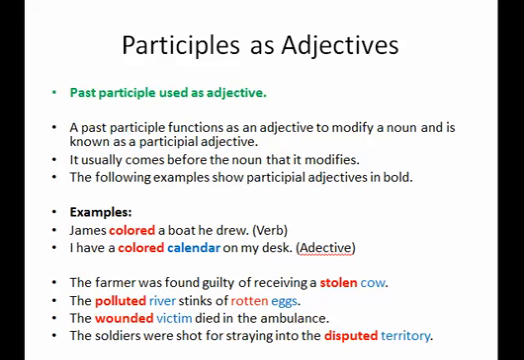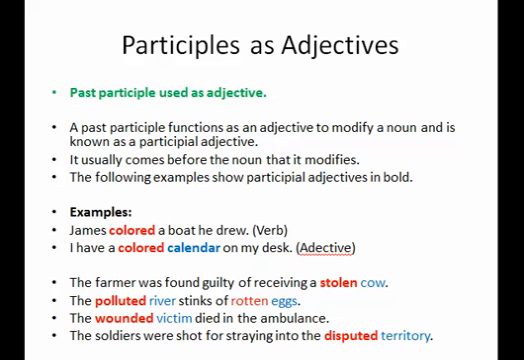What kind of a calendar do I have? The one which is colored, not the one which is monotone, not the one which is black and white. I have the one which is colored. Calendar is a noun, and colored, although a verb, is describing the quality of the noun. Hence, it is being used as an adjective here. You can see that it is coming before the noun calendar. Let's look at the other examples.